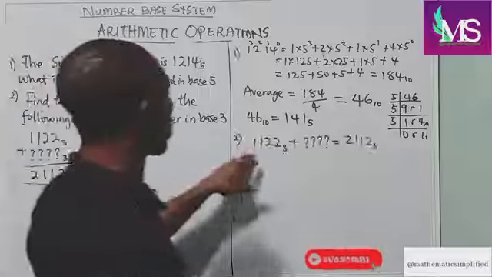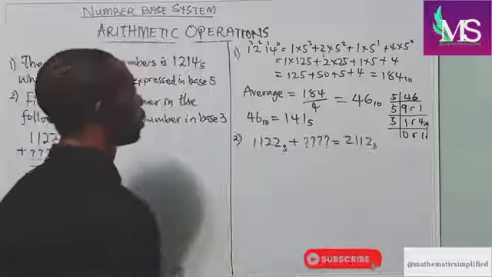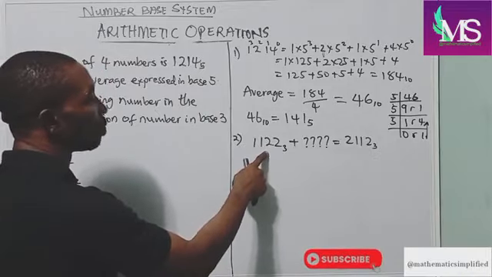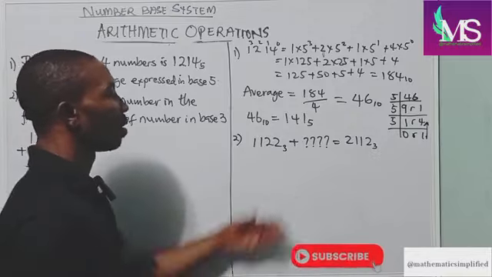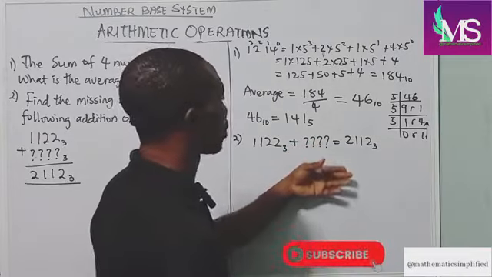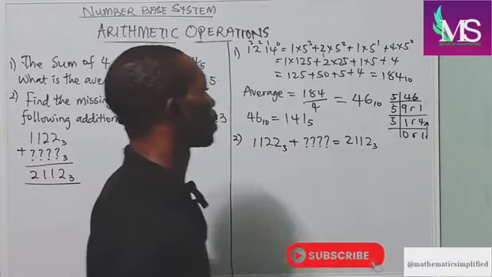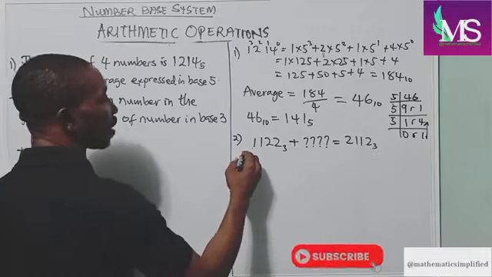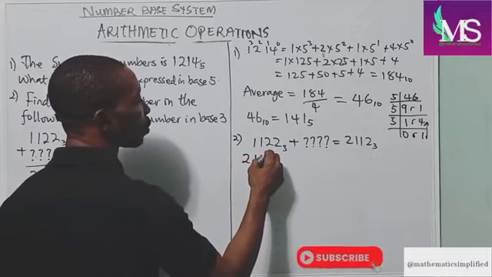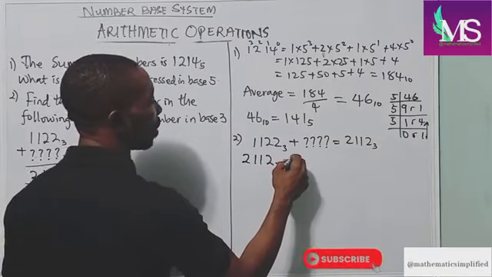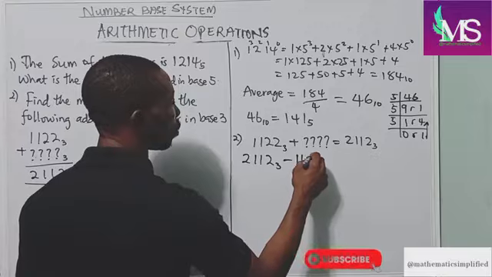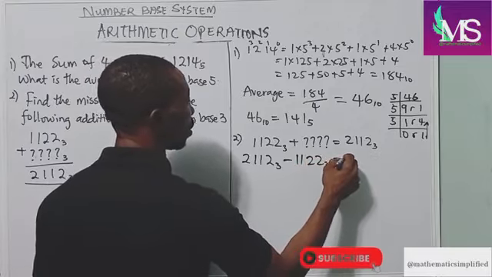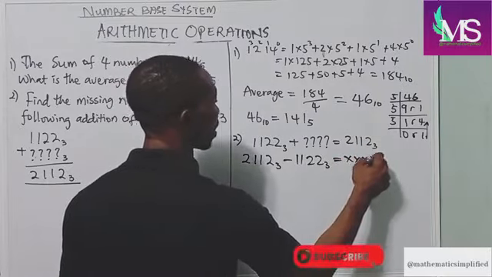So for our next question, it says 1122 base 3 plus x equals 2112 base 3. We can write it to be 2112 base 3 minus 1122 base 3 equals x.